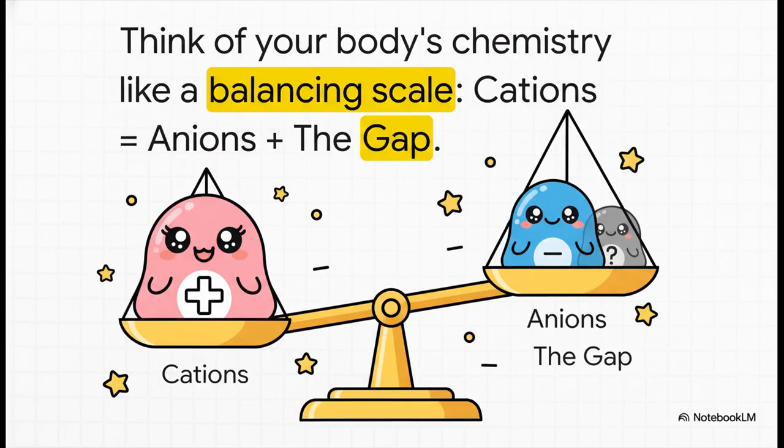The easiest way to picture this is with a balancing scale. Your body wants to be electrically neutral. So, on one side, you have all the positive ions, the cations. On the other side, you have the negative ions, or anions, that we actually measure. For it all to balance out, there's always this little leftover space, this gap, made up of those unmeasured anions. But the real story begins when that gap gets a whole lot bigger than it's supposed to be.